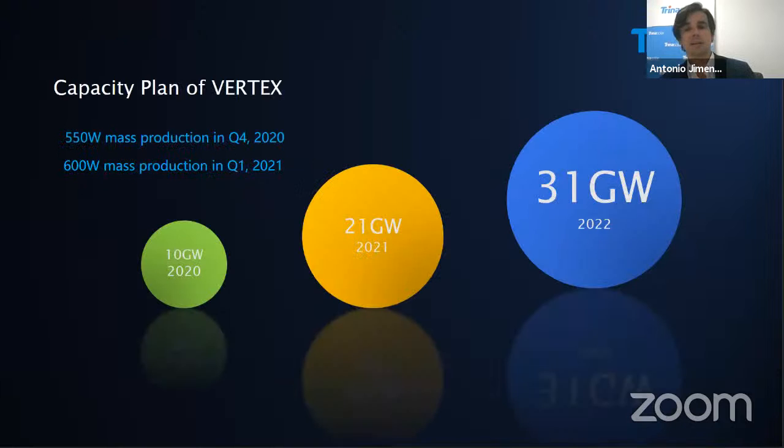If we go for the capacity, we will have already in 2020 a capacity of 10 gigawatts, which we will increase to 21 gigawatts next year and to 31 in 2022. So we see that this will be a really mainstream product for us in the market.